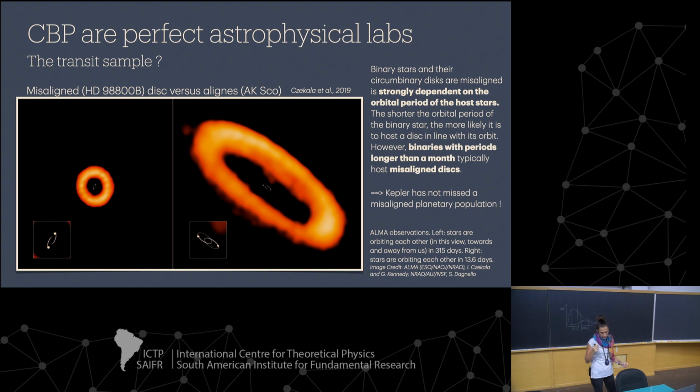Yes, exactly. So the limit is that close binaries have a disk that is lying with the orbit, and then binaries with period longer than a month have a misaligned disk. But why is this important? This is very nice, because the moment that I have a lot of misaligned disks, it tells me that we can have a lot of circumbinary planets that are not coplanar with the star.